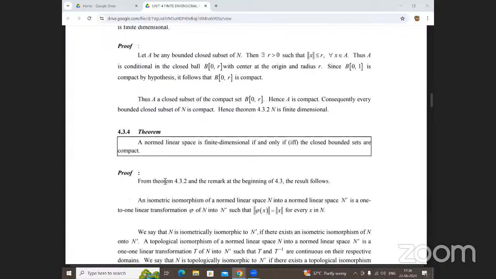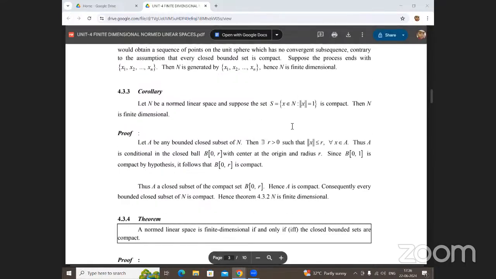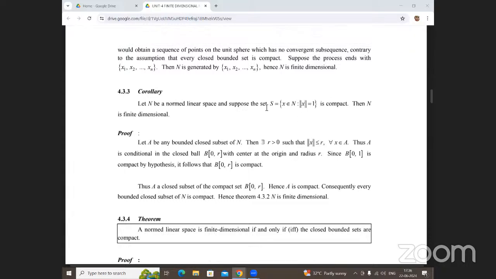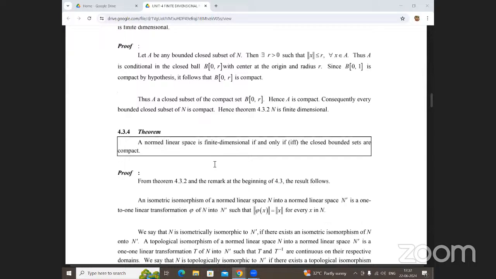Students, it is a very big mistake in the final examination answer sheets. Some students just write "from theorem 4.3.2". That is not encouraged here. From theorem 4.3.2 means first of all you must write the statement of 4.3.2. Now that statement you must write here, and then the remark 4.3.3 is also there: the closed unit sphere, norm x equals 1, if that set is compact, then automatically N is finite dimensional.